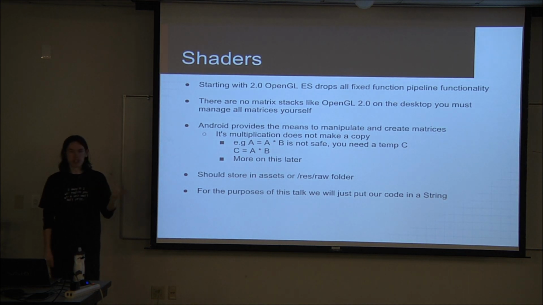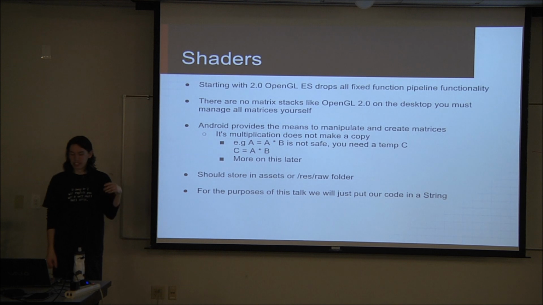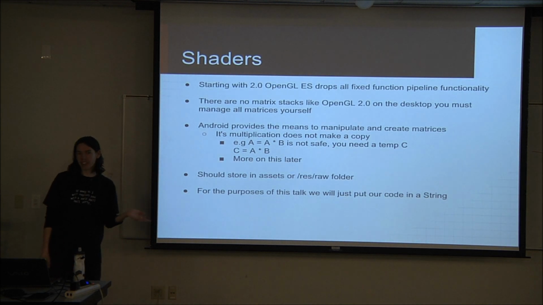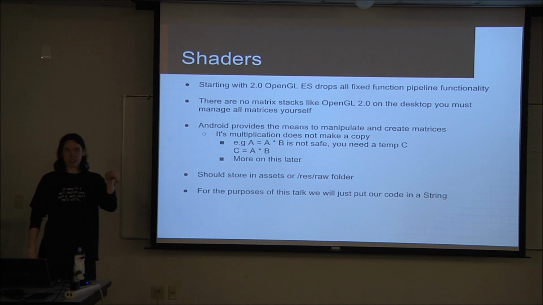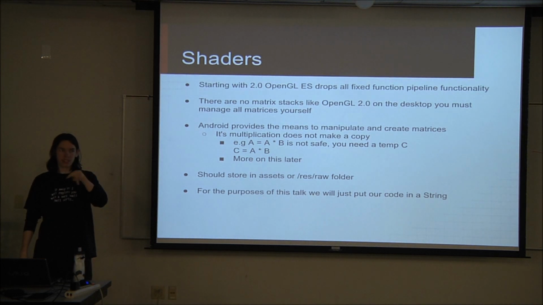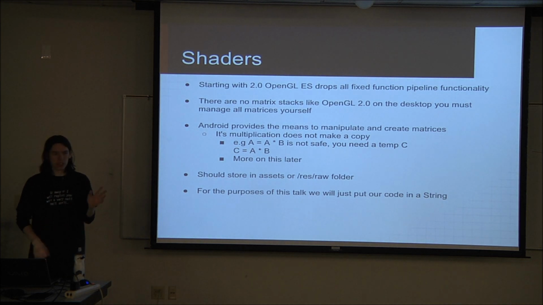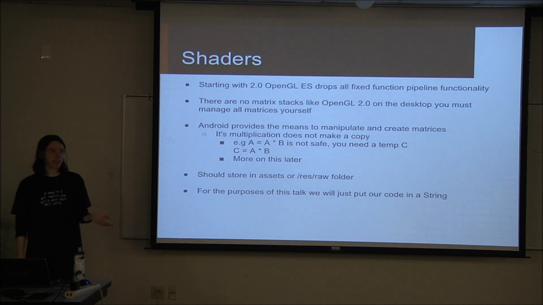Android does give you a small matrix library for OpenGL. So A equals A concatenated with B is not safe, as it assumes that the result is not referencing either of the two inputs. More on that later. So there are some issues with that matrix library. So you probably want to make your own anyway, but it is there.